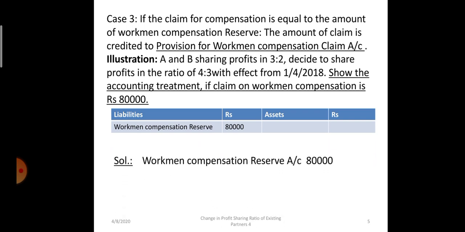So no excess amount is there. So the full amount from Workmen Compensation Reserve will be transferred to provision for Workmen Compensation claim, 80,000. This claim will appear in the new balance sheet on the liability side.